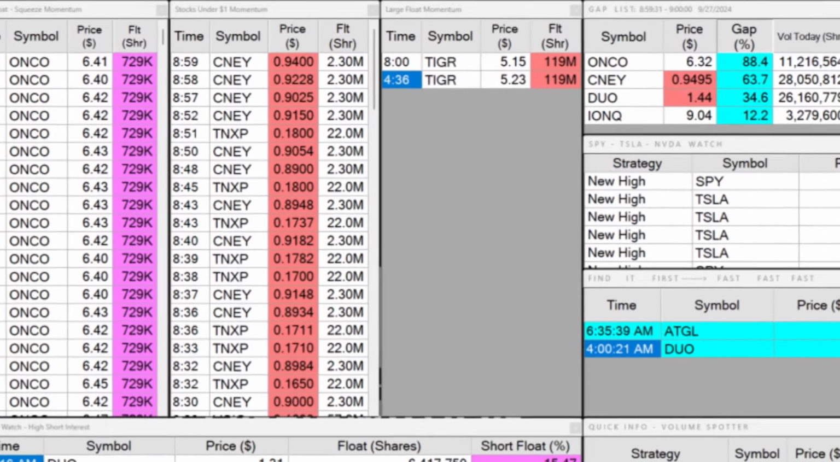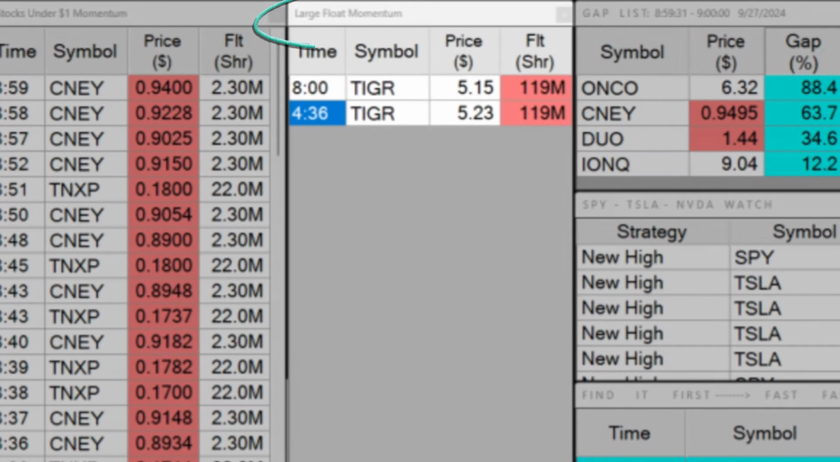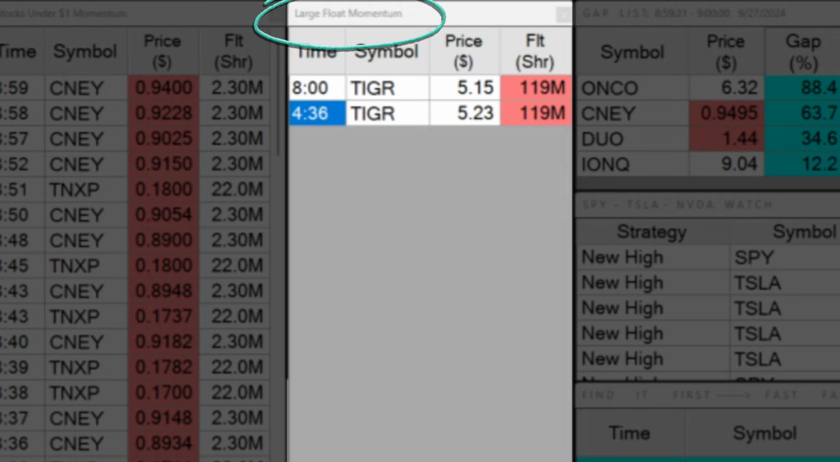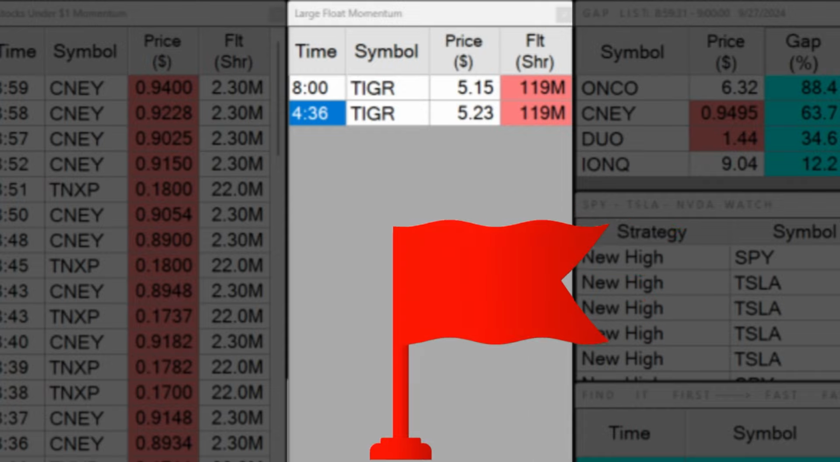This scanner was designed to focus on stocks moving fast with a larger float. This scanner is searching for stocks with a float size below 150 million. This larger float size is considered a red flag to my strategy and will require adjustments if trading.